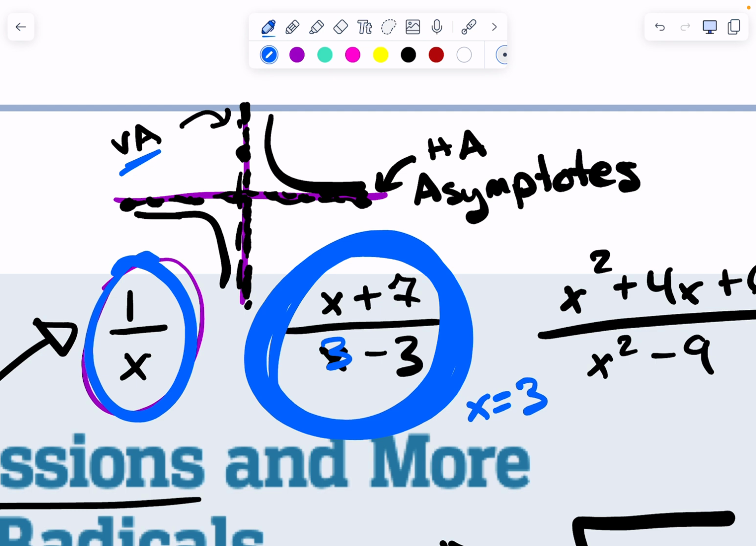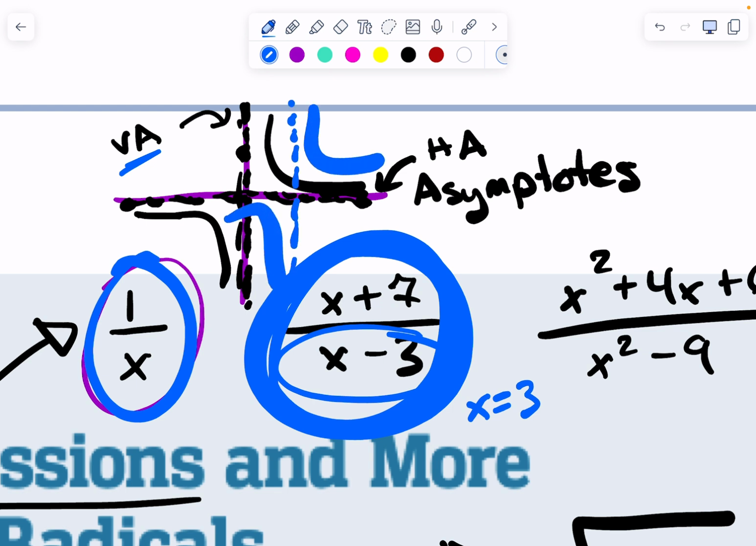And I cannot have 0 on the bottom. Can you have 0 on the top? Like if this was a negative 7, is that okay? Yeah. I just can't divide by 0. So I want to make sure that that's not going to be a problem. Because x can't be 3 on the bottom, that means I have a vertical asymptote at 3. So now my dotted line is over here, and he looks like this instead, right? This guy, 1 over x, the reason why he has a vertical asymptote at 0 is because x can't be 0 on the bottom. Does that make sense?